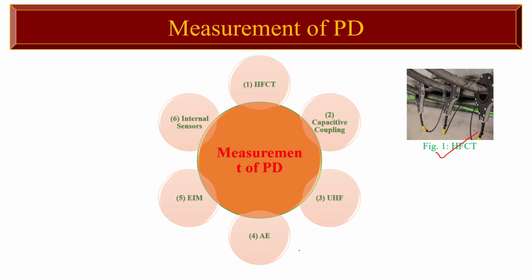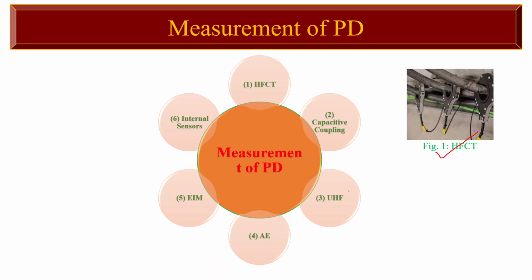The second is capacitive coupling. This method involves using capacitive sensors. They are coupled with the insulation of the equipment under test. The sensors detect the electromagnetic waves generated by partial discharge events and convert them into electrical signals for analysis. CC is mostly used for online partial discharge monitoring systems, with sensors permanently installed in the equipment.